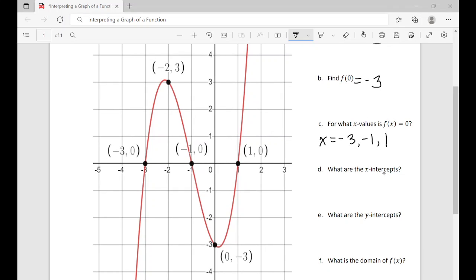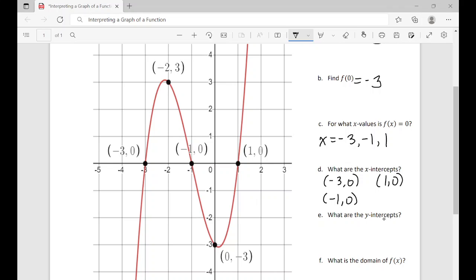Now, what are the x-intercepts? They are what crosses the x-axis, so it's going to be similar to what we just had up here, except we're going to write them as ordered pairs, which is (-3, 0), (-1, 0), and (1, 0). So the x-intercepts are (-3, 0), (-1, 0), and (1, 0).